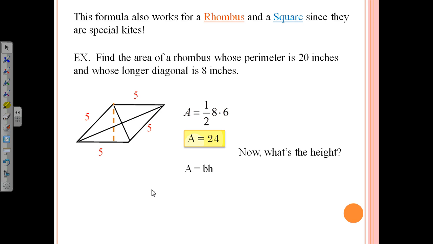Base times height: our area is 24, the base is 5, and we're looking for the height. Now we just solve for h, and we get 24 over 5. Pretty simple. But you just have to remember that now you have to think of this as a parallelogram as opposed to thinking of it as a kite. All right, excellent question. Good. I think we're done.